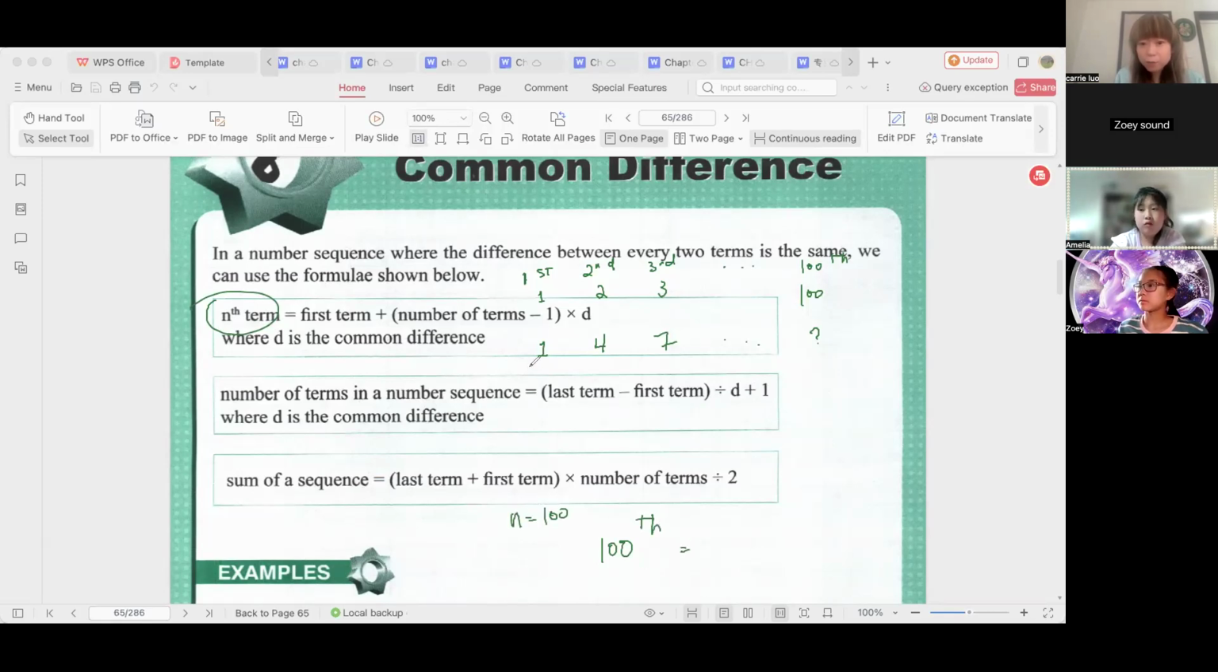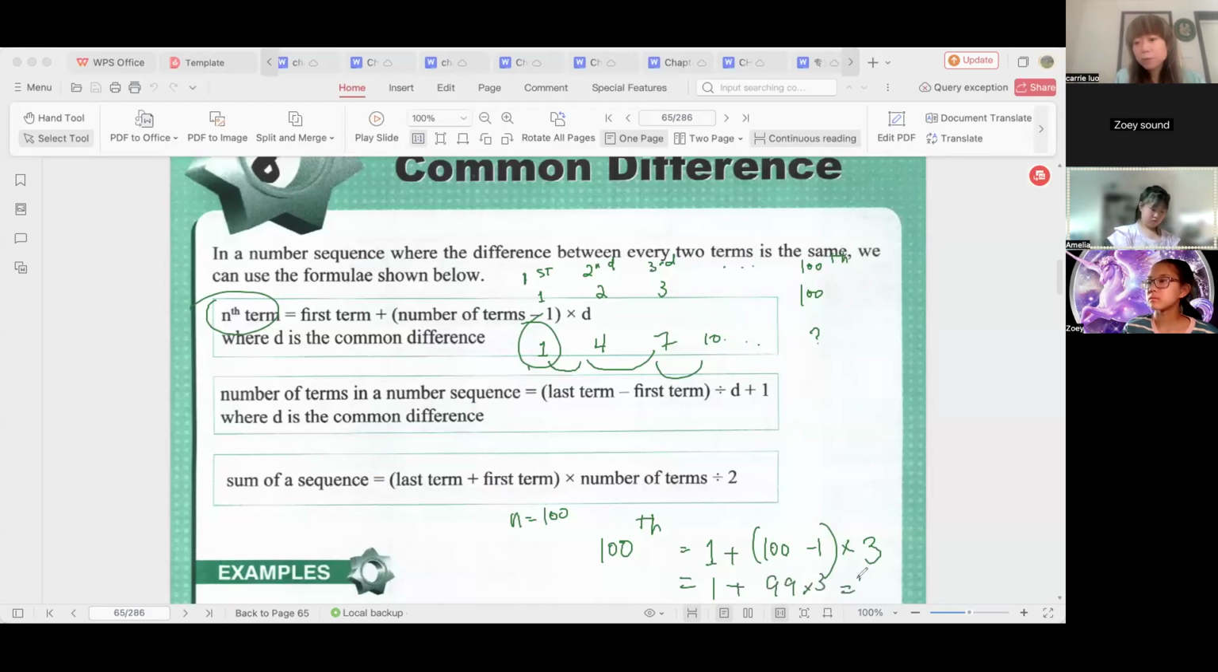So the first term is what? It is 1, right? And the number of the term equals what? Equals 100 minus 1, correct? And times what? Times d. So what is the d for this question? 3. Very good. It's 3. So the answer is 1 plus 99 times 3, which equals 1 plus 297. So the answer is 298. Get it, Amelia? Get it, Zoe?